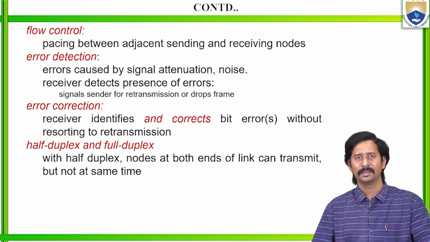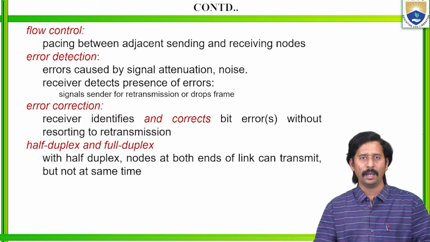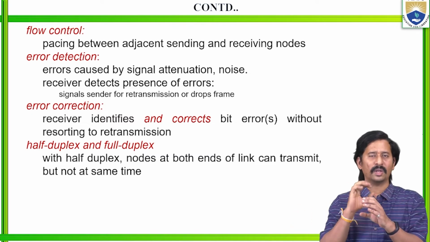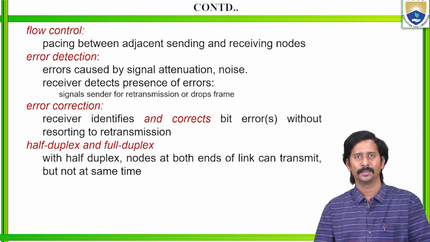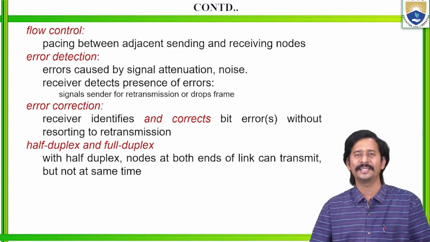But what happens? Whatever data is transmitted from the source node, that particular data must not be lost. So we need to control that particular flow from the source node. So the flow control is placed between adjacent sending and receiving nodes.